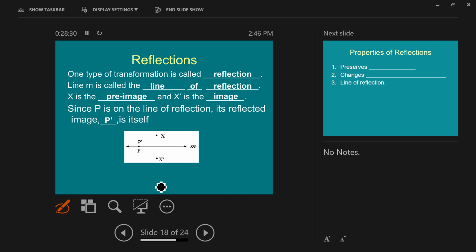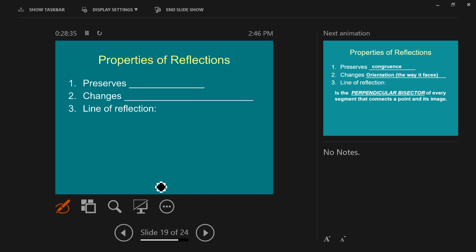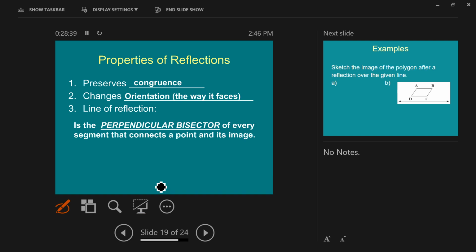All right, these also have some properties. The first is that it is going to preserve congruence. So, still going to be congruent. But in this one, the orientation of the figure can change. For example, if I was to reflect this pen across this line here, right now, the pen's pointing down, right? But if I reflected it, now the pen is pointing up. So it just changes its direction that it's facing.